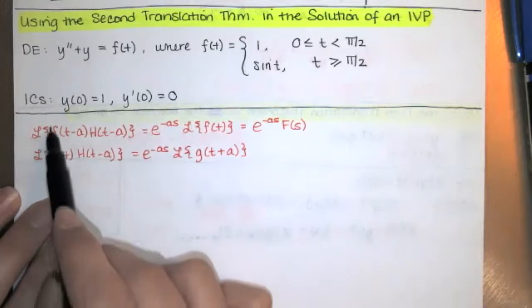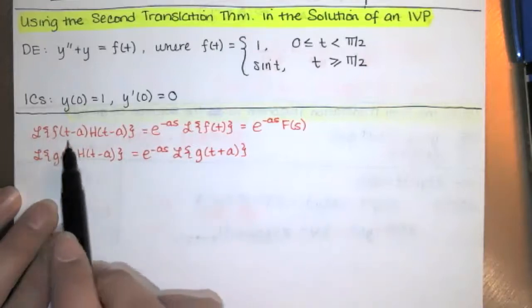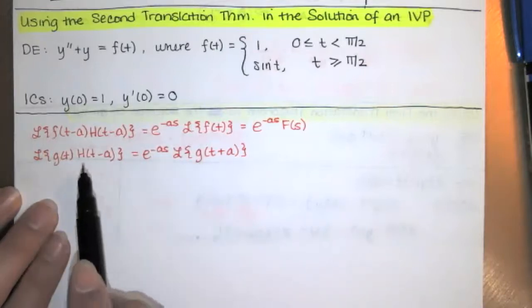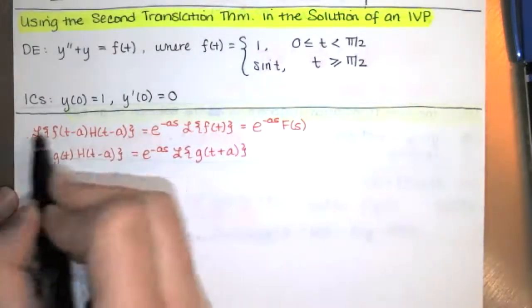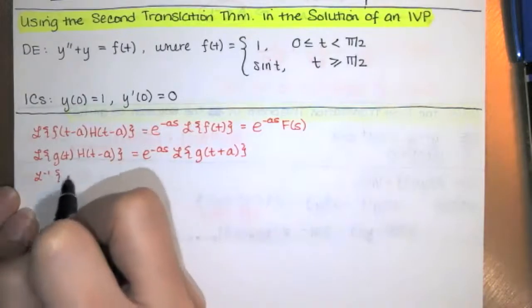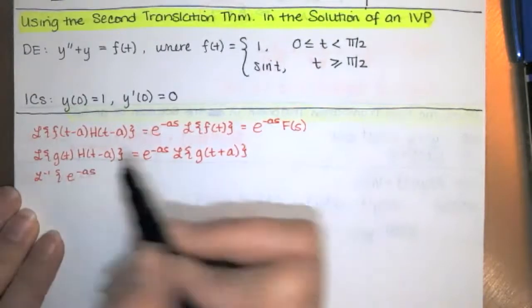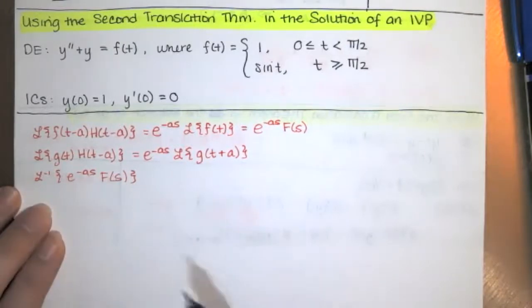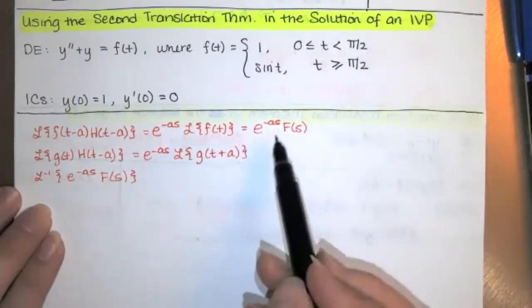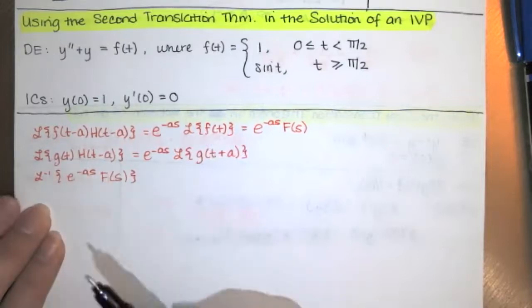So we can use either one of these when we want to use the second translation theorem in the forward direction. And then of course we can use this one backwards if we want to take an inverse transformation. So if we see an e to the negative as times a function of s, we know that the inverse transform is going to involve the Heaviside function.